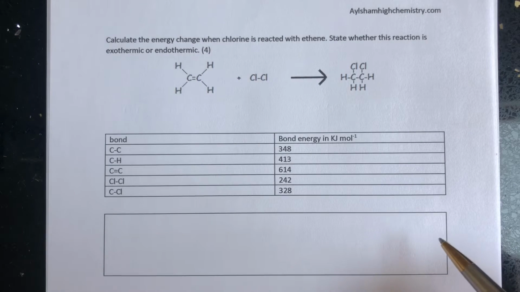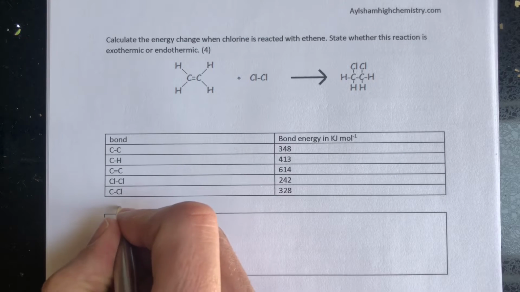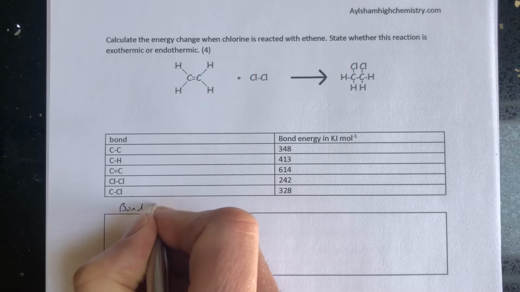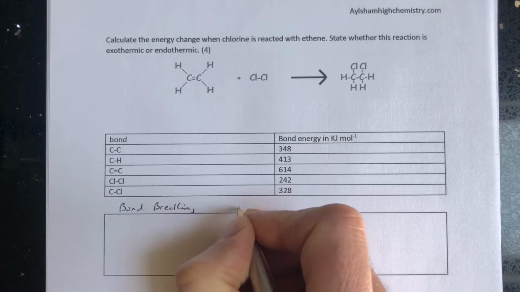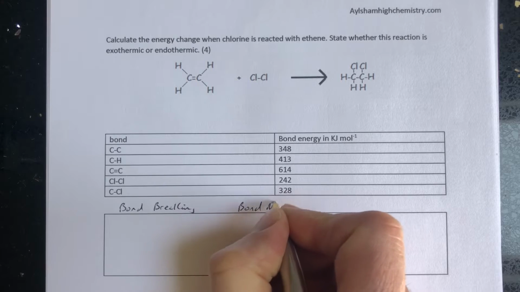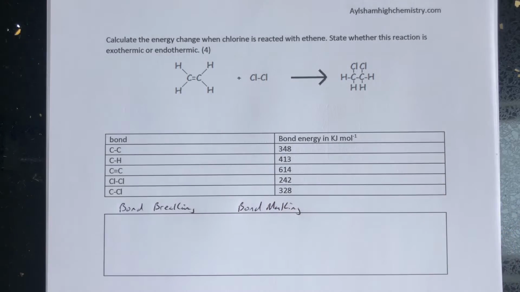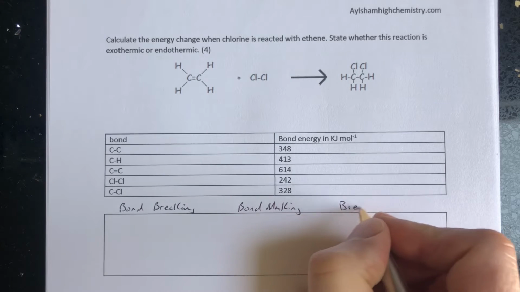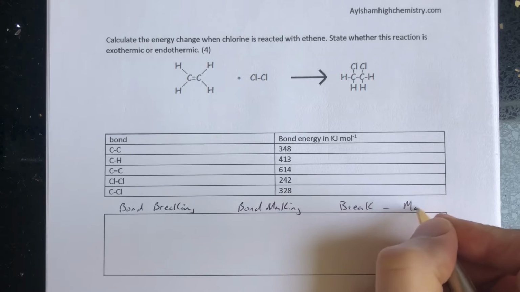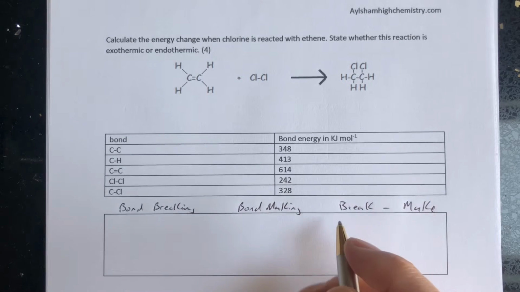Another bond energy calculation here. There are 3 stages to bond energy calculations. First thing you need to do, calculate bond breaking energy. After that, we need to calculate bond making energy. In all chemical reactions, you have to break bonds first and make bonds second. And the final stage is break minus make. Whatever the bond breaking is, we subtract the bond making from it.